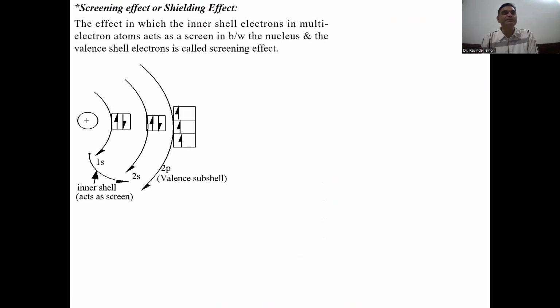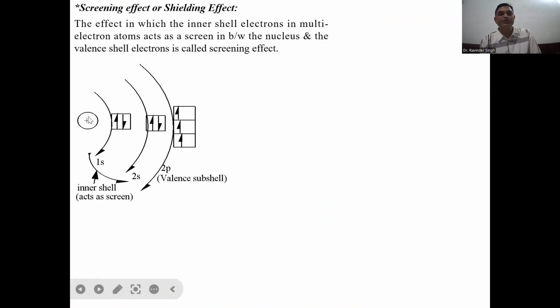Let's start today's session. First of all, we will discuss the screening effect, or you can say the shielding effect. What do you mean by the term screening effect? Screening effect means that if there are a number of shells, then the attraction between the nucleus and the valence shell electron or any one of the intermediate electrons is the same or different. Meaning, the attraction between the nucleus and all these electrons is not the same.